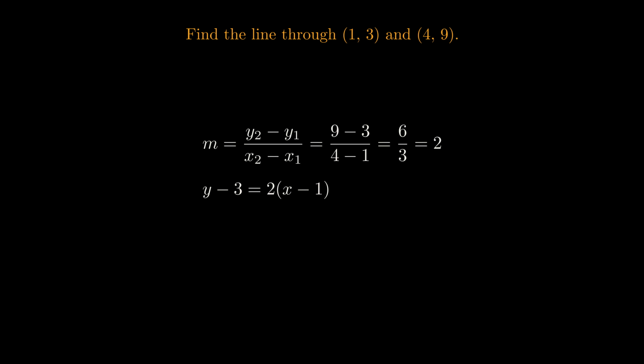Using 1, 3: y minus 3 equals 2 times x minus 1, which tidies to y equals 2x plus 1. Always sanity check with the other point. Put x equals 4 in: 2 times 4 plus 1 is 9.